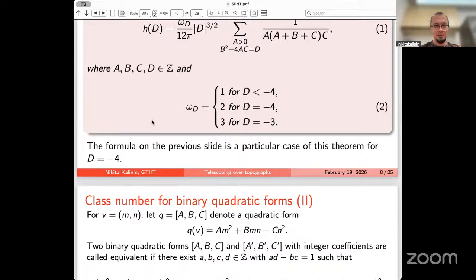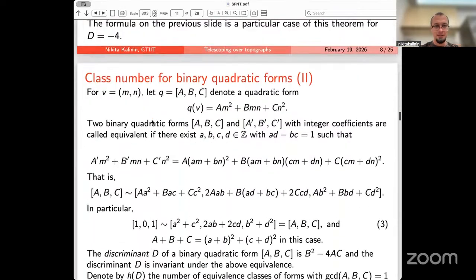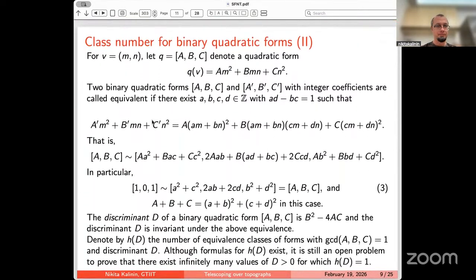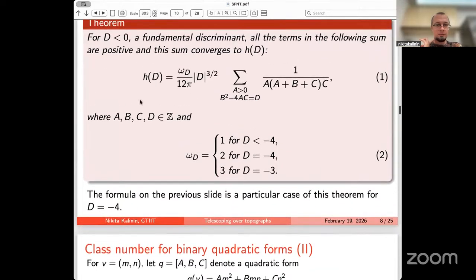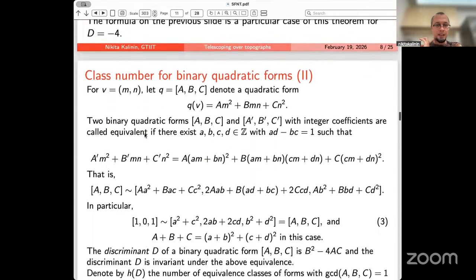Now let me recall the notions about binary quadratic forms. If you have a vector v, and let Q denote the quadratic form, then Q of v is given by a m squared plus b m n plus c n squared. So these are the same a, b, c as you have here. You will see it immediately.